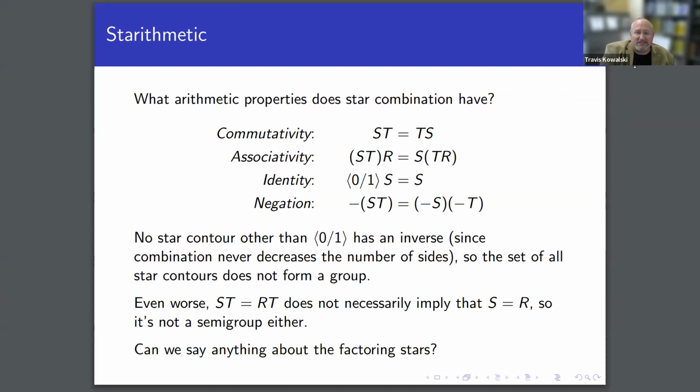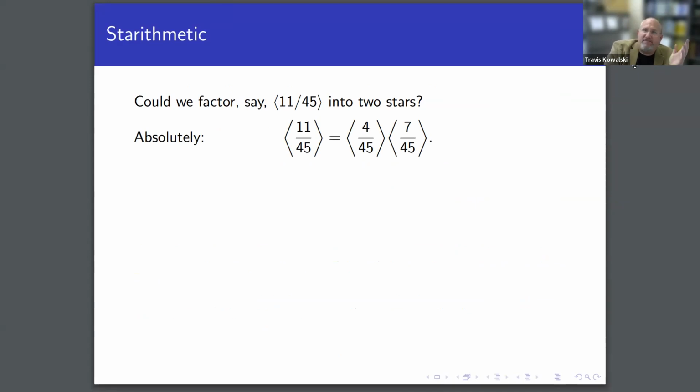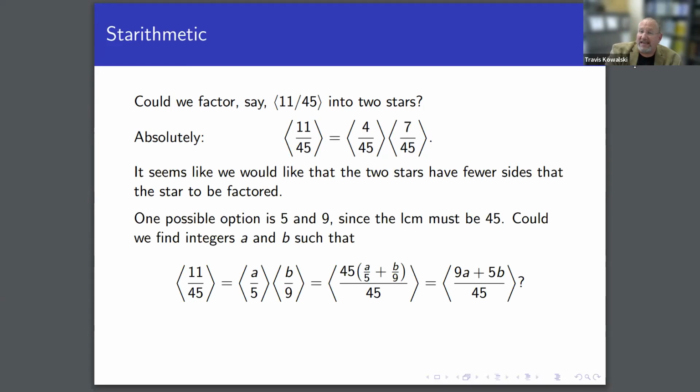So the only thing that I'm going to end with is, could I say anything about the factoring of these stars? Like, say we want to take 11/45 and factor it into two pieces. If I were to factor it into two stars, okay, 4/45 and 7/45, that's an easy factoring, but that's stupid. Usually we would like to have fewer sides. We'd like to factor into smaller pieces. One option would be to have a 5-sided and 9-sided star because their least common multiple has to be 45. So how do you find integers so that if I take the a/5, b/9 star and combine them, I get the 11/45 star? That means solving the equation 9a plus 5b equals 11.